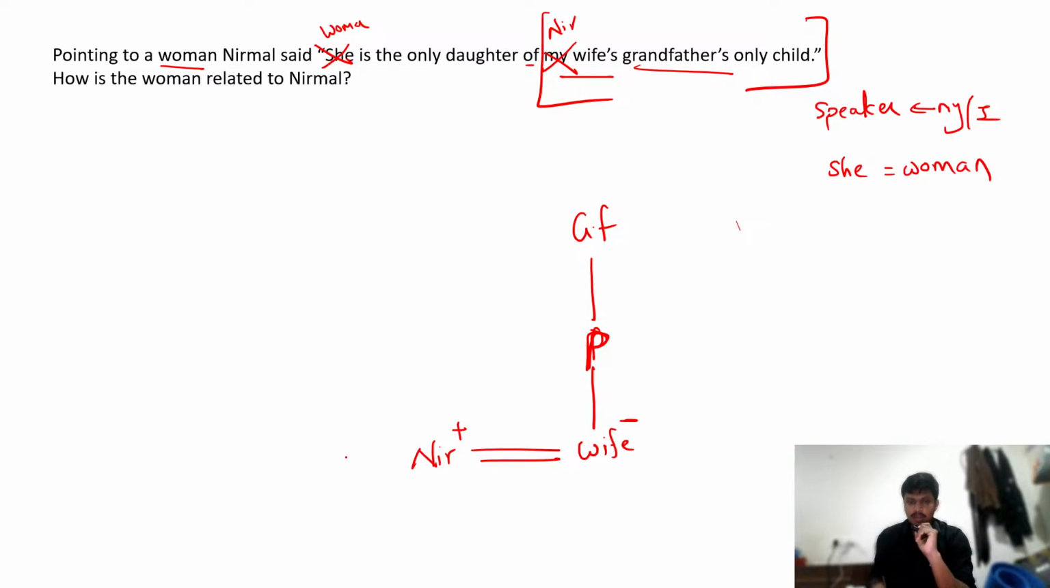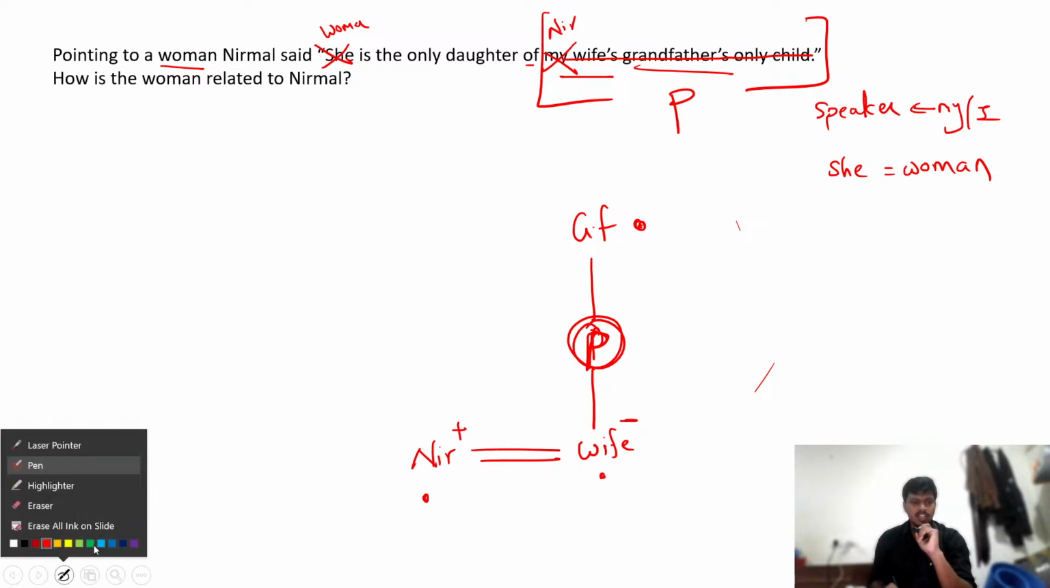See, Nirmal's wife's grandfather's only child will be P. So by the time I solve the second statement, I got stuck at P. My wife's grandfather's only child. Now remove this entire statement and simply write P.